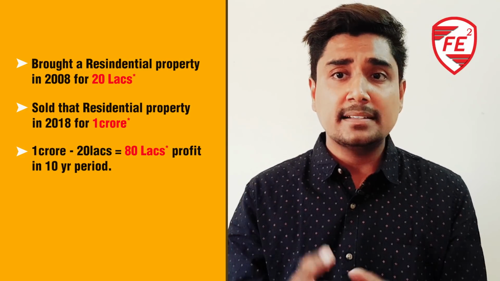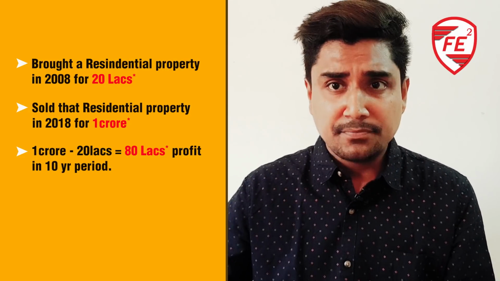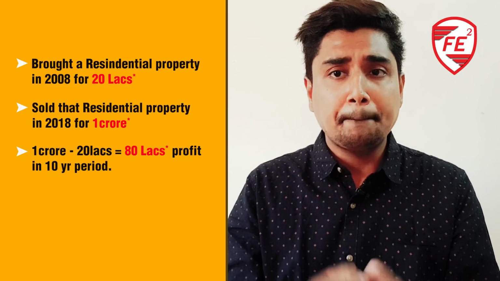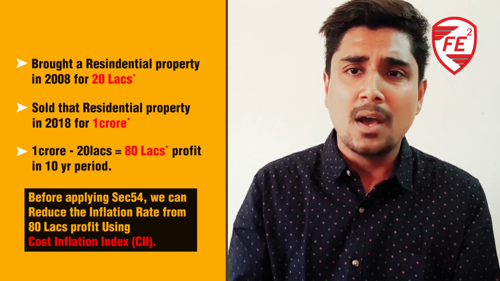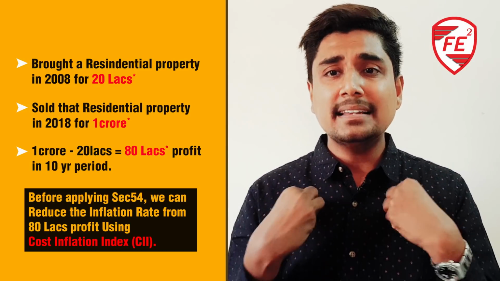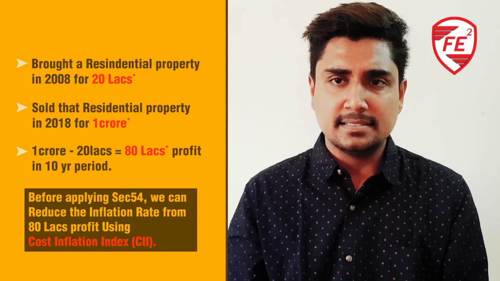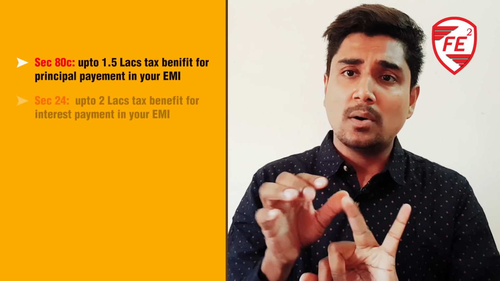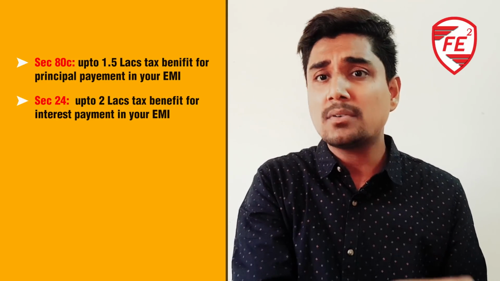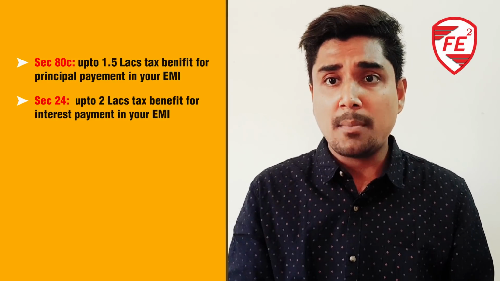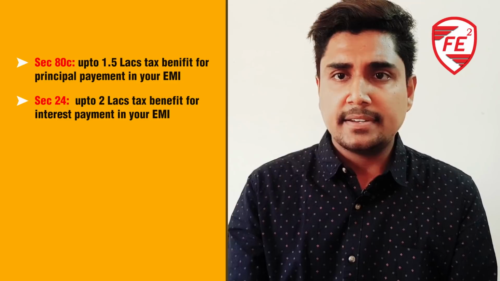But the beauty of real estate is that even if you make that huge profit, before applying section 54, there's another tax benefit for you. It's called cost inflation index, which is available exclusively for real estate. That's why I love real estate, particularly residential real estate, so much, because there are many tax advantages like section 80C or section 24, which involve the home loan EMI system. Then you have cost inflation index, which I'm going to talk about now, and you have section 54. So let's talk about cost inflation index now.